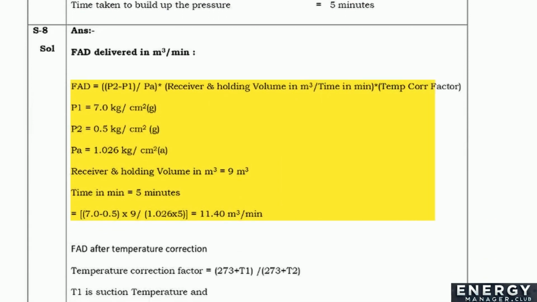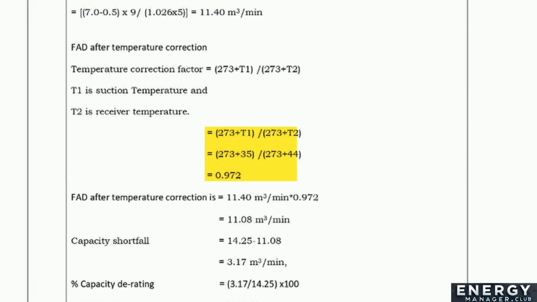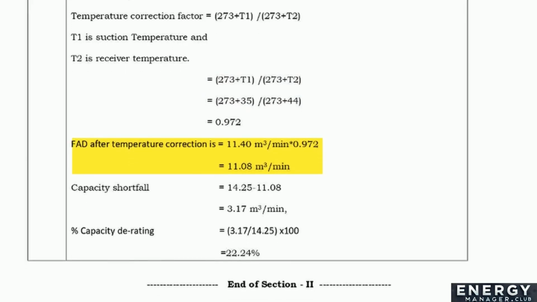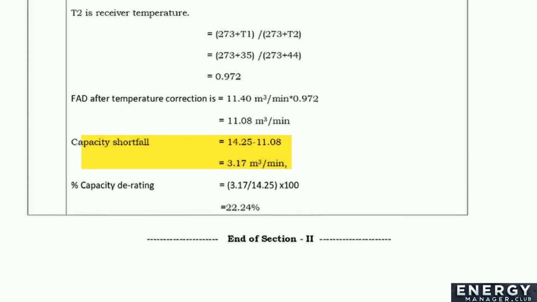First, we plug the pressure, volume, and time data into our baseline formula to get a raw FAD of 11.40 cubic meters per minute. Then we apply our temperature correction, adding 273 to both the 35-degree suction and 44-degree receiver temperatures to get a factor of 0.972. Multiplying those together gives us a true corrected FAD of 11.08 cubic meters per minute. The machine is rated for 14.25, leaving a capacity shortfall of 3.17.